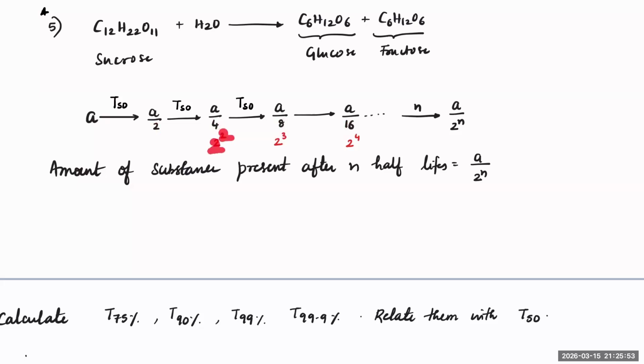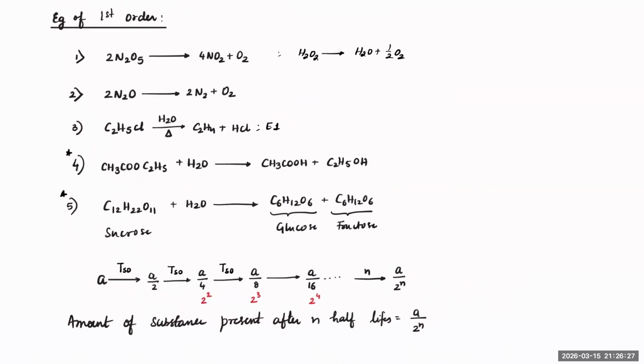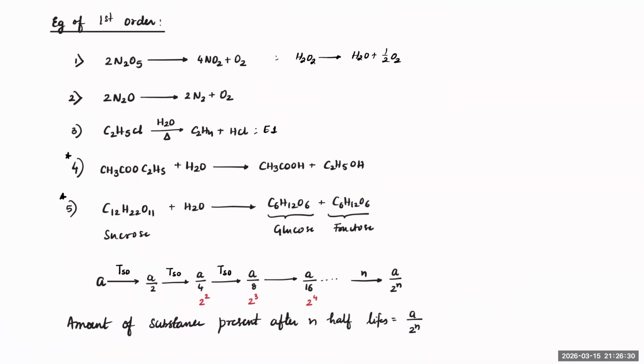So it is 2 raised to power of 2, 2 raised to power of 3, 2 raised to power of 4, and so on. So that means if it becomes A by 2 raised to power of n, there must be n half-lives consumed. So the amount of substance present after n half-lives will be equal to A by 2 raised to power of n. Clear, everybody? So this is another important thing which we can directly express, and we should be able to tell how many half-lives we have taken to reach here. Okay. So I hope the examples on relating half-lives are clear.